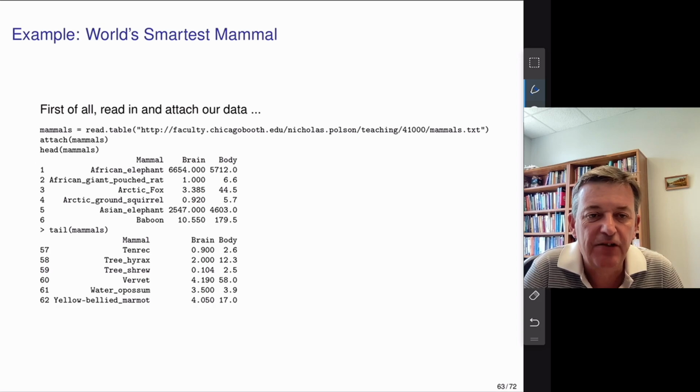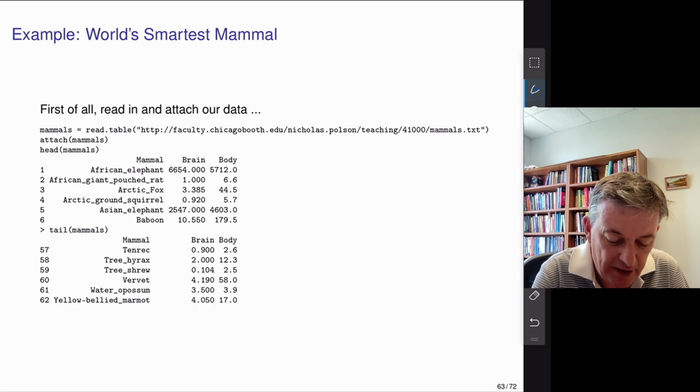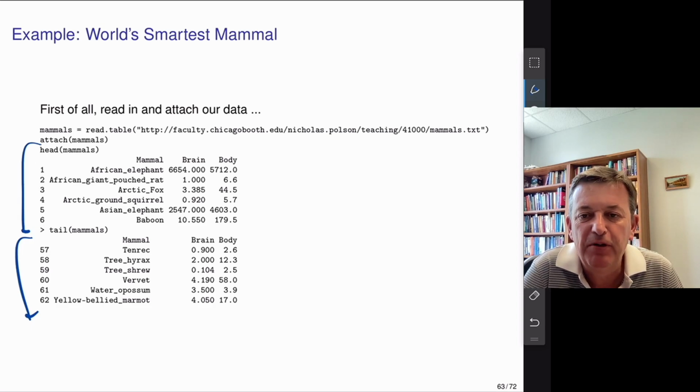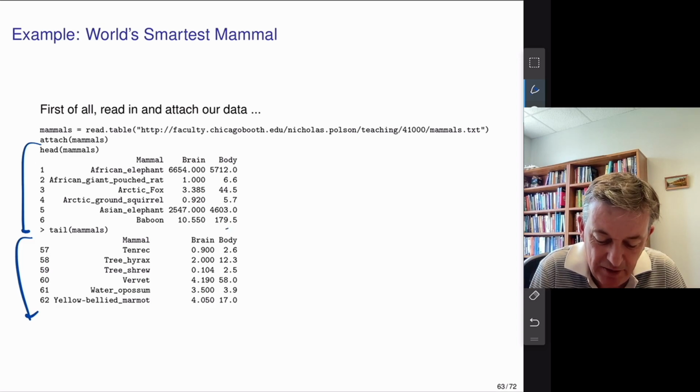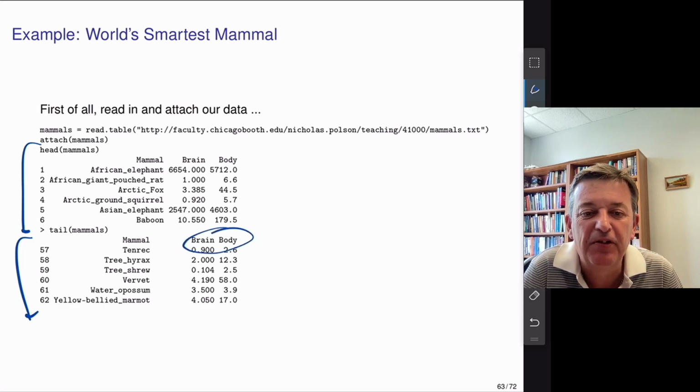So I took a data set of mammals. There's my head of the data set, the beginning, and there's my tail. And the whole idea was it's not a causation model. It's just a predictive model in some sense.